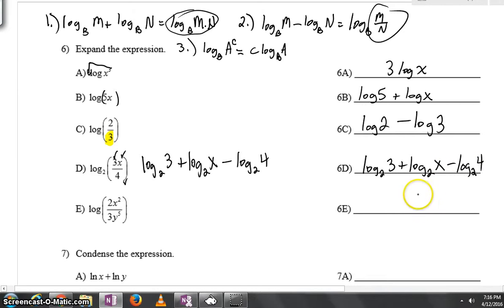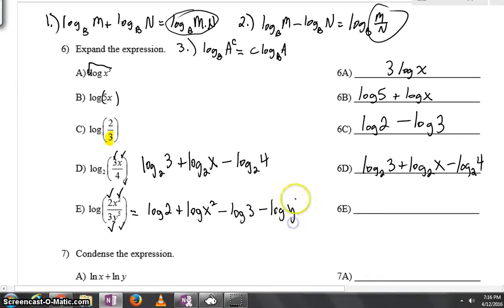As we look at letter E, you're going to see once again that there are multiple terms. There are actually 4 distinct terms inside of the log. This means that we're going to write 4 logarithms. The terms up on top will be positive. We can write the log of 2 plus the log of x squared. But there are 2 items down below, and I can say minus the log of 3 minus the log of y to the 5th.